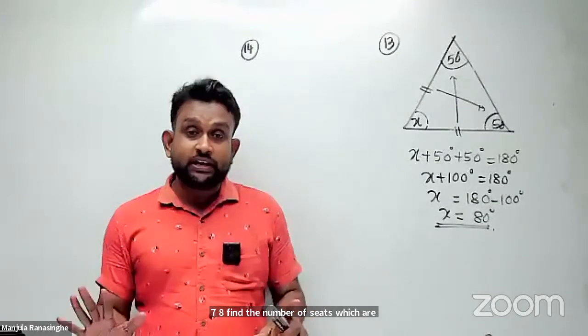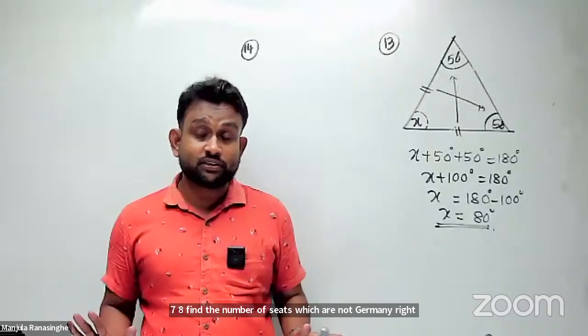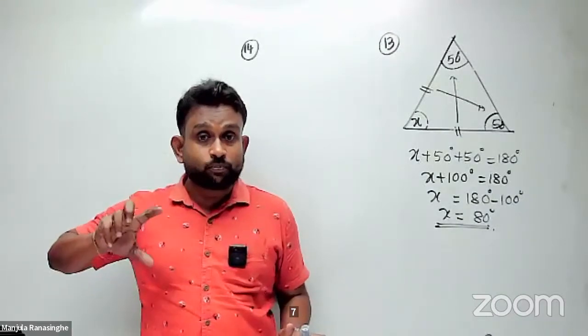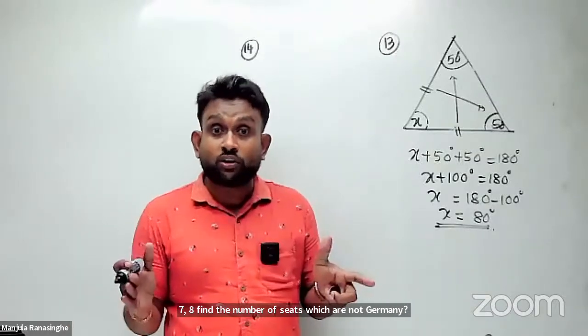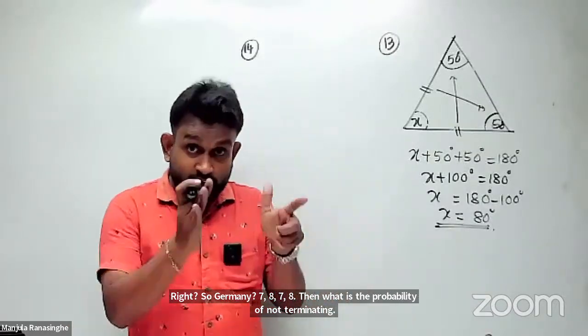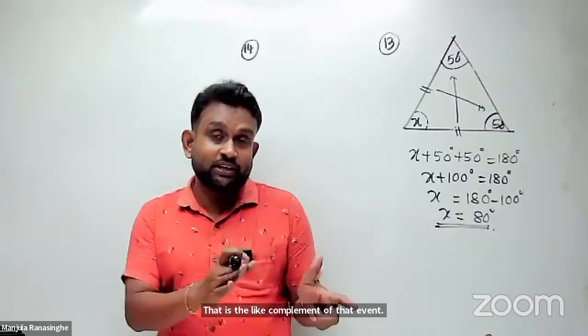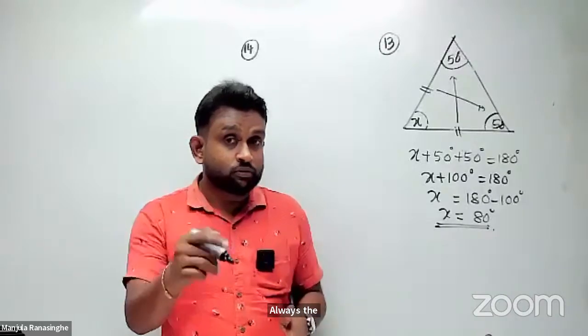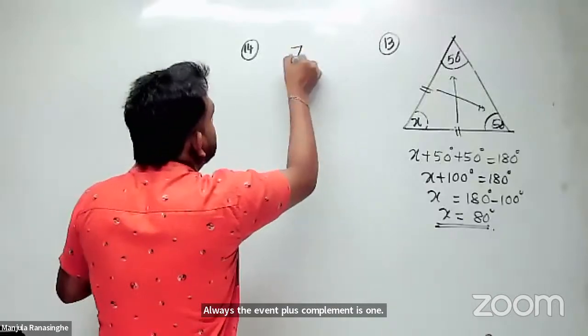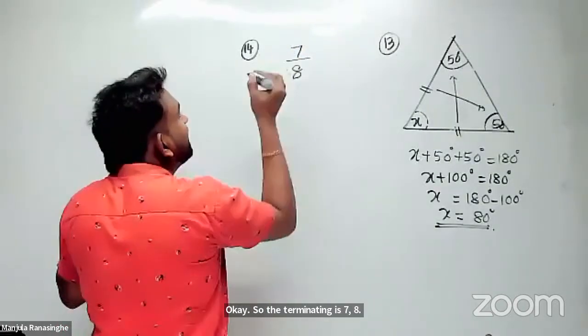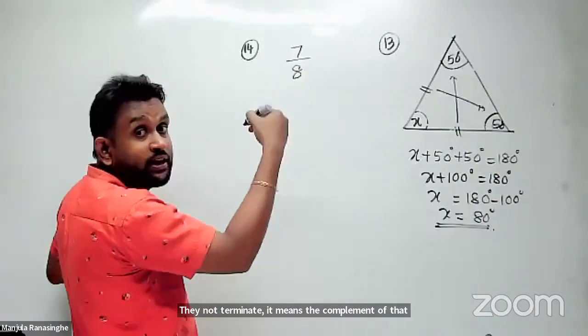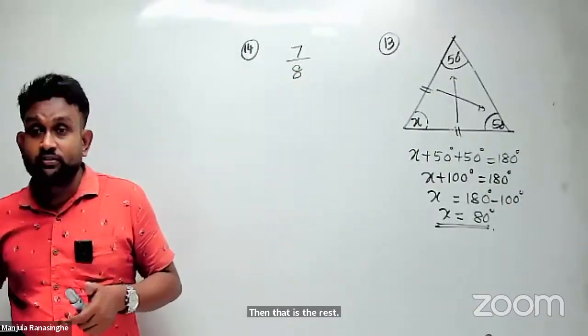So the germinating probability is 7 upon 8. Then what is the probability of not germinating? That is the complement of that event. Always, the probability of the event plus its complement is 1. So germinating is 7/8, then not germinating means the complement, which is the rest. What is the rest of that?